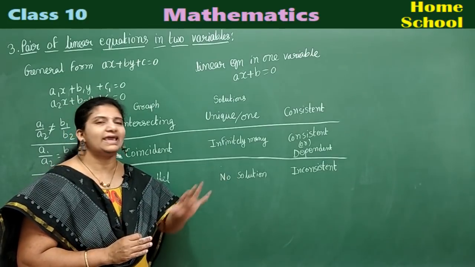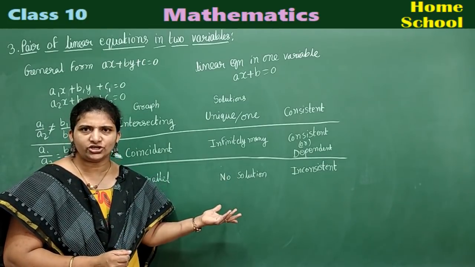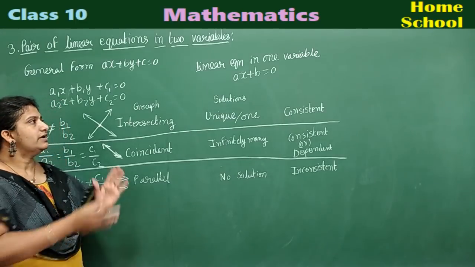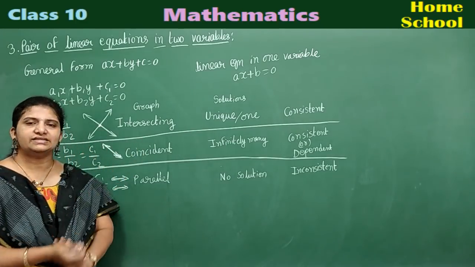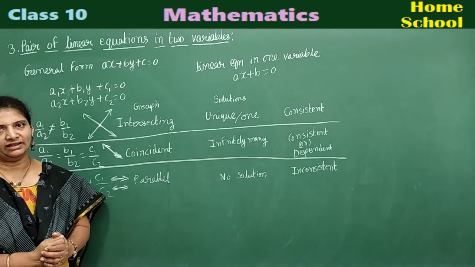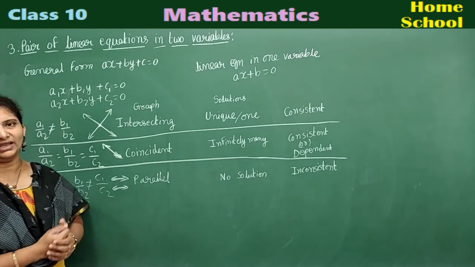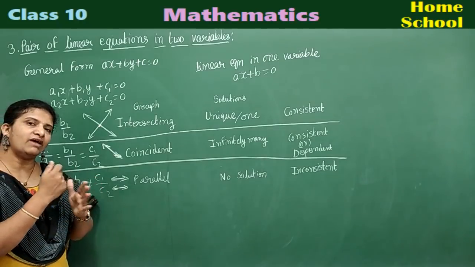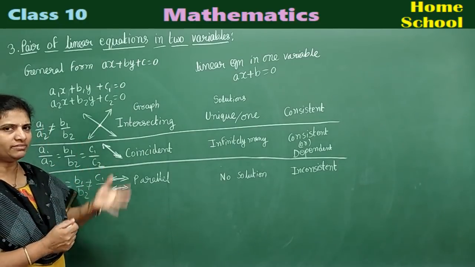And it is inconsistent. No solution, it is inconsistent. Here are multiple choice questions. Regarding these cases, they may ask. They may give you that the two lines are parallel. Find the B2 value. So, if they are parallel, the other three values might be given and B2 might be missing.